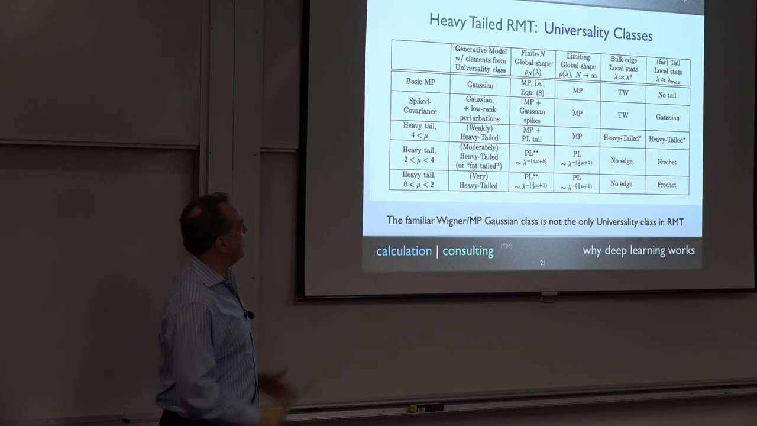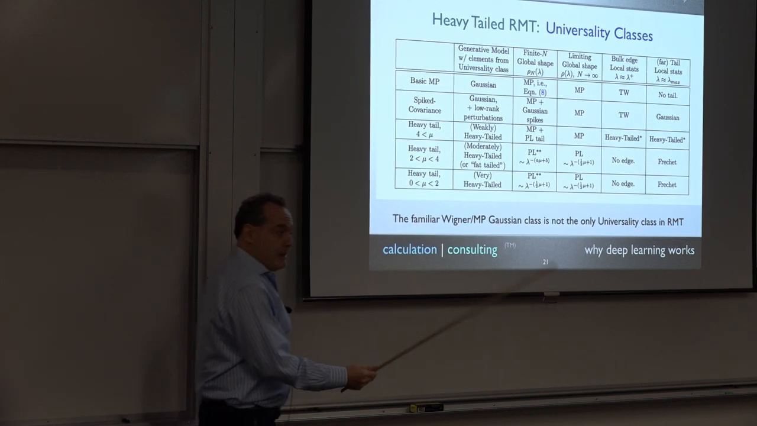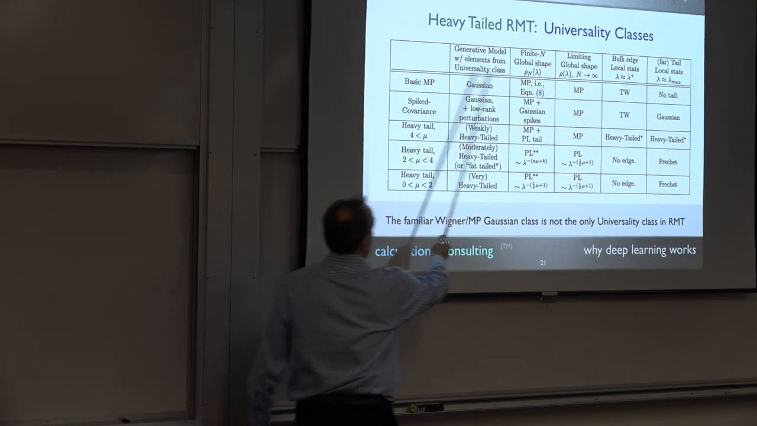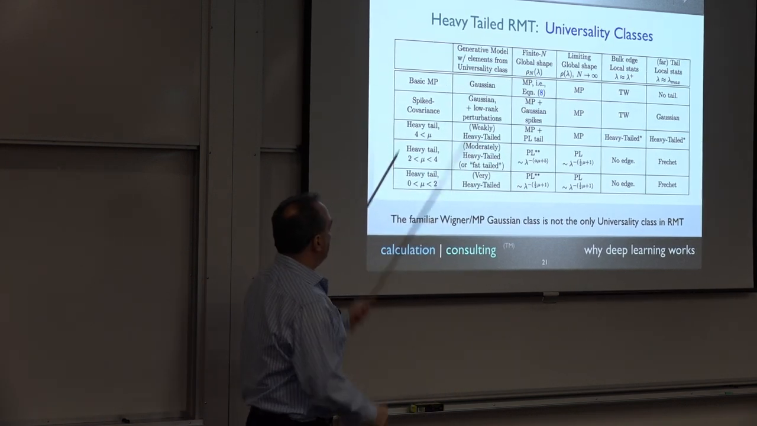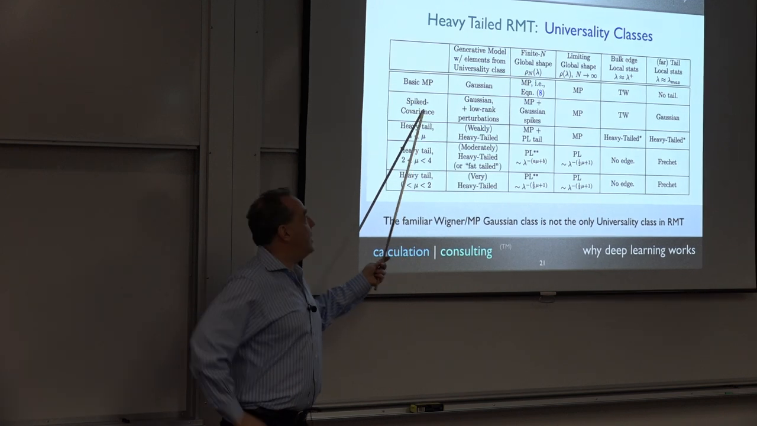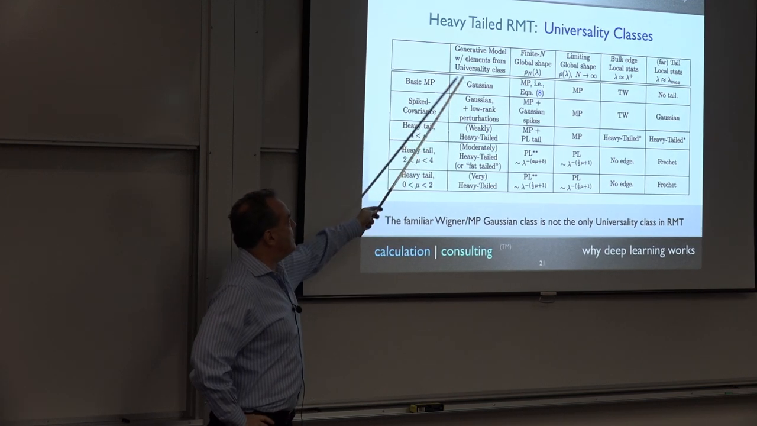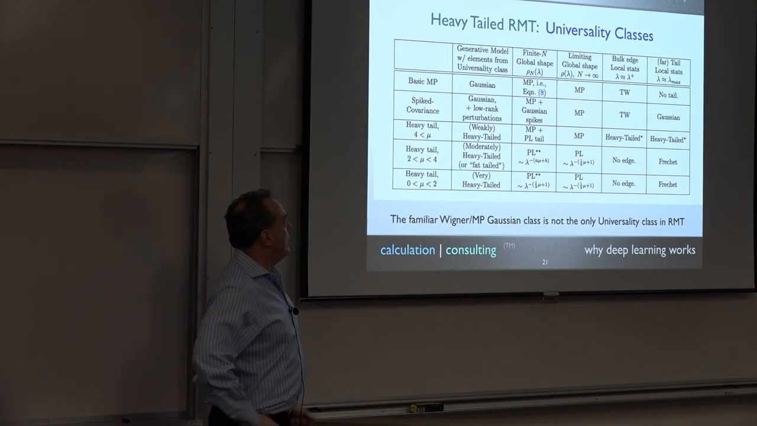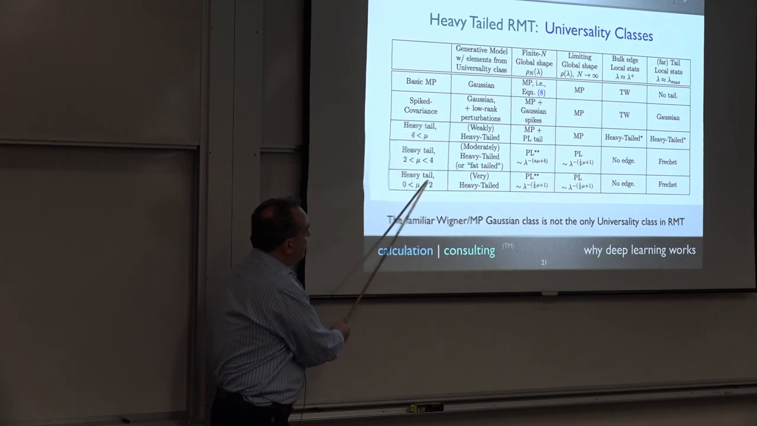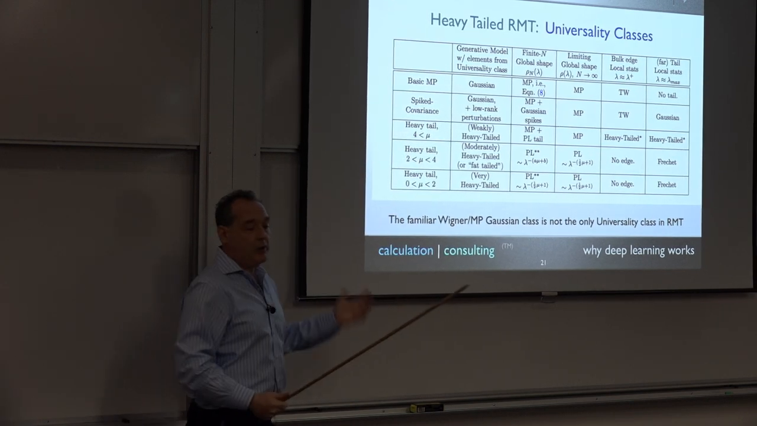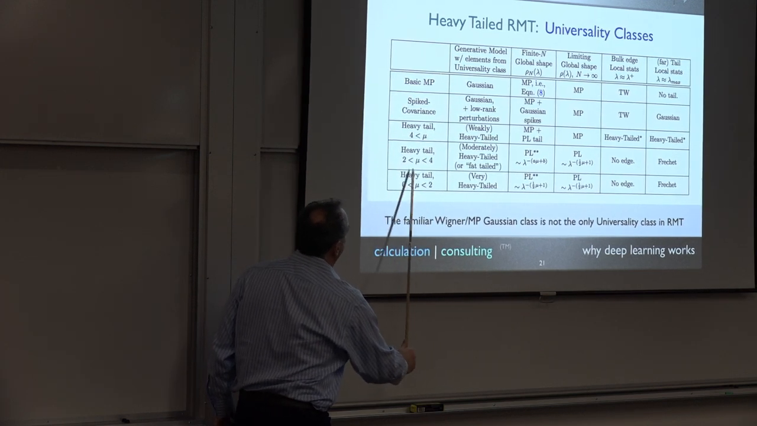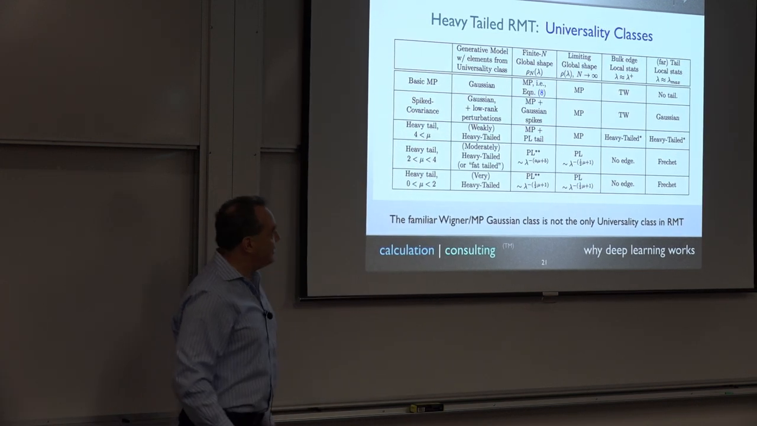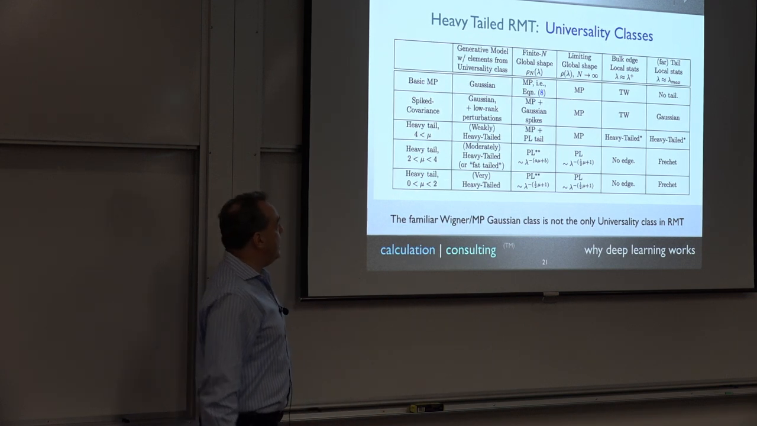So it turns out that most people in random matrix theory may be familiar with Gaussian random matrix theory, like Wigner, Marchenko-Pasteur. There's a model called spiked covariance, which is basically Marchenko-Pasteur plus a perturbation. But there are all these other heavy-tailed universality classes. There's also a couple of universality classes for mu equals 4 and mu equals 2. So there's a whole range of universality classes, and they have this very interesting behavior.